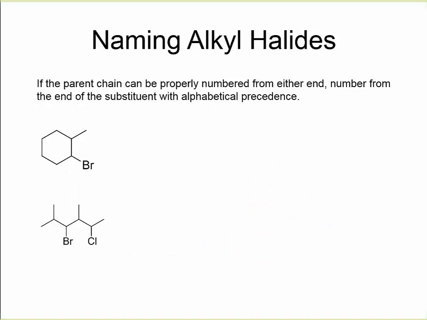For the examples on this page, it's not particularly obvious which way the compound should be numbered. For the first example, for instance, I could have a 1-methyl, 2-bromo, or I could have a 1-bromo, 2-methyl. In such cases, you number it so that the priority is given to the substituent that comes first in the alphabet. So this would be named as 1-bromo-2-methylcyclohexane. Remember, we don't have any spaces in the word.